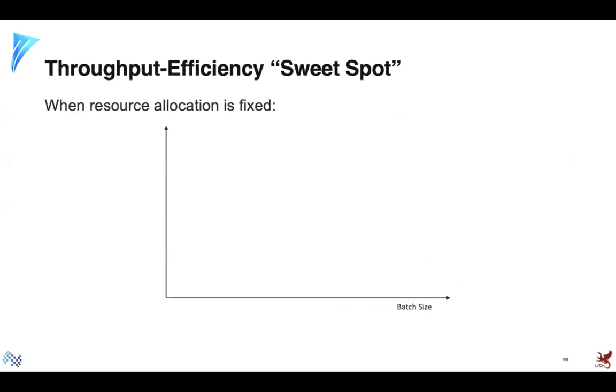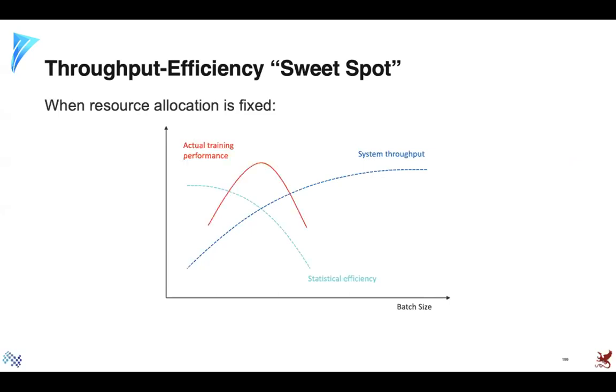So just to recap, when the resource allocation is fixed, as we increase the batch size, the system throughput will increase, but the statistical efficiency will decrease. So in terms of the overall goodput that measures the actual training performance, we have a curve that looks like the following, where initially it will increase because system throughput increases, but as the batch size gets too large, it will decrease because statistical efficiency decreases. So we want to find this batch size that's at the peak of the goodput curve.